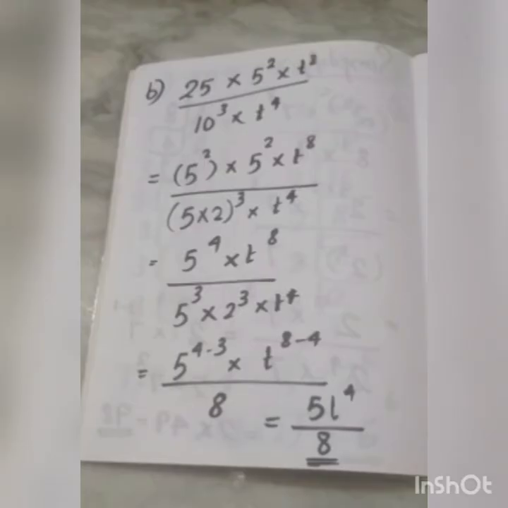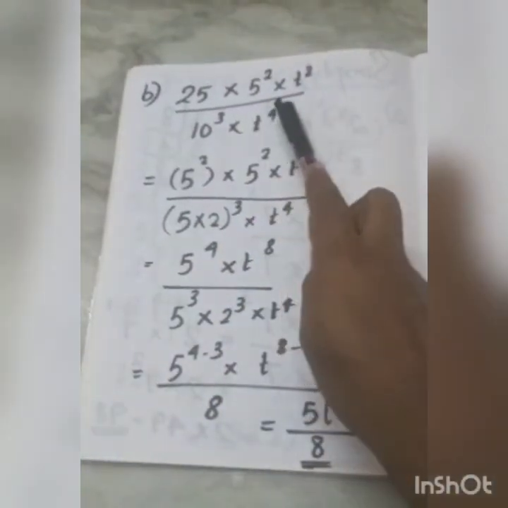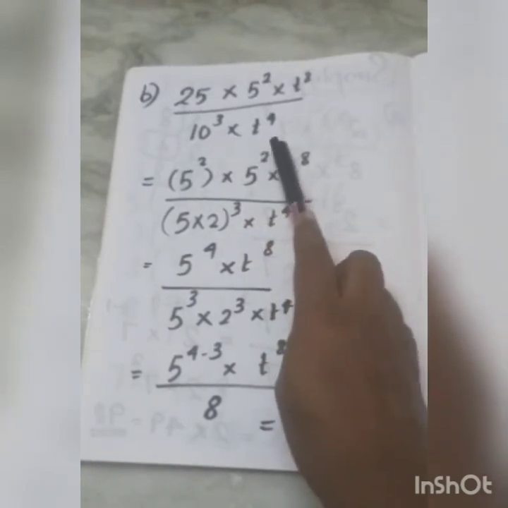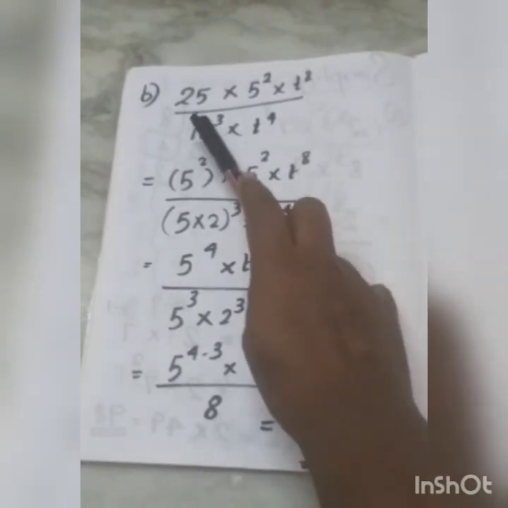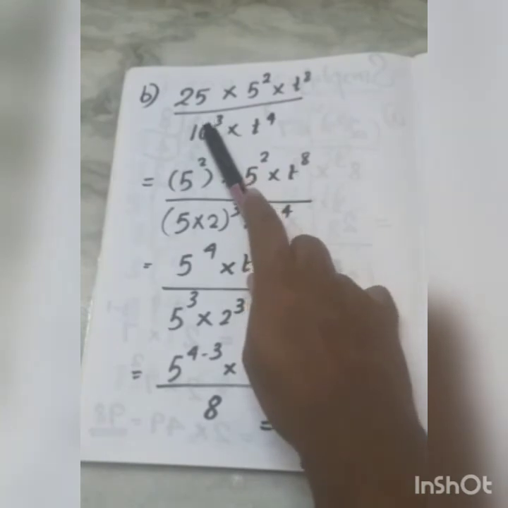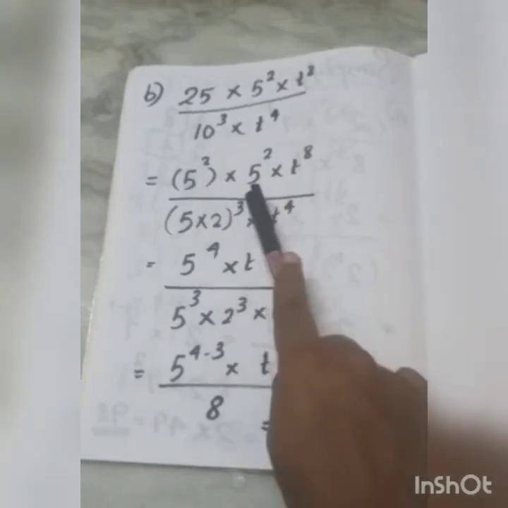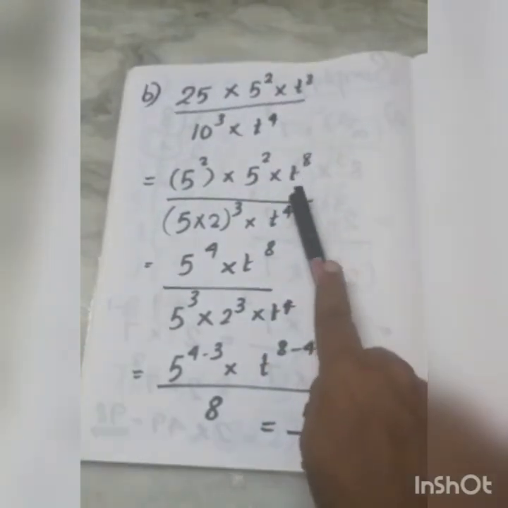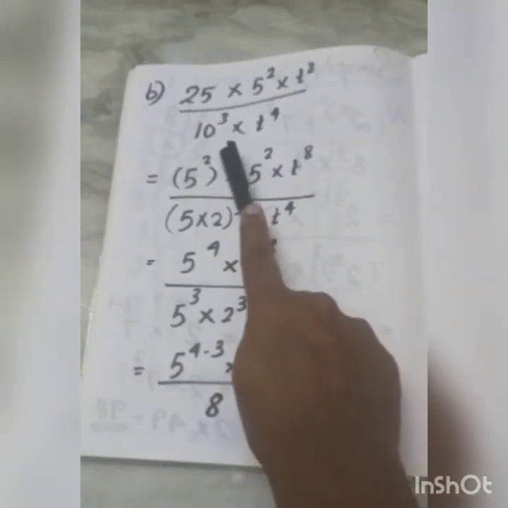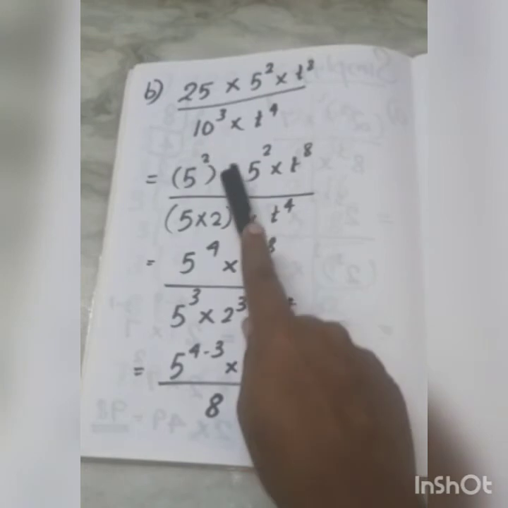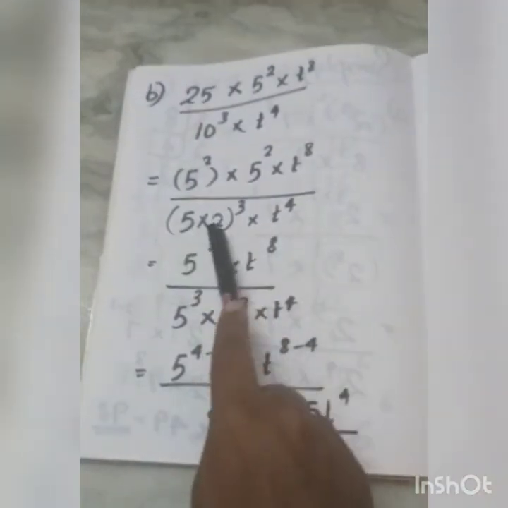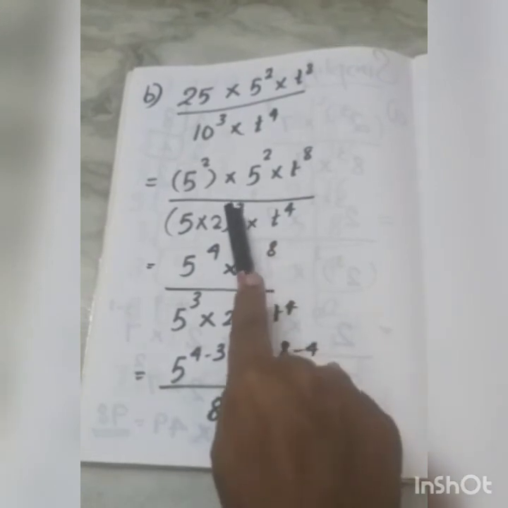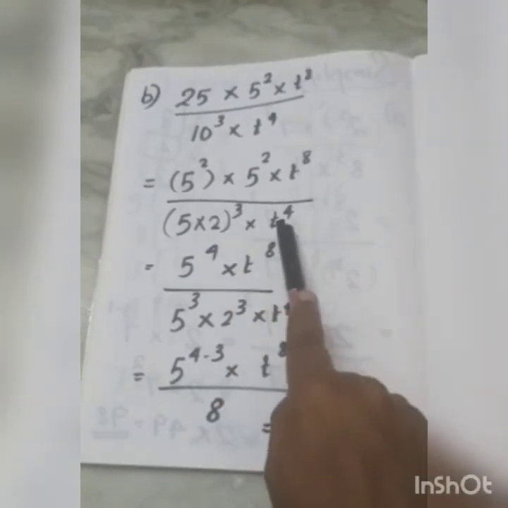For example, 25 into 5 square into t raised to 8 divided by 10 cube into t raised to 4. So first 25 you can write as 5 into 5, that is 5 square, into one more 5 square into t raised to 8, I wrote the same. Then 10 cube, here 10 I wrote as 5 into 2, and the cube is there for it, isn't it? Then t raised to 4.